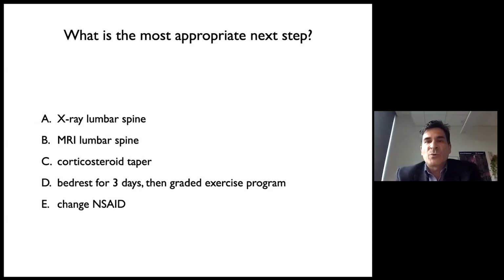What is the most appropriate next step? A, obtain an X-ray of the lumbar spine. B, order an MRI of the lumbar spine. C, prescribe a corticosteroid taper. D, prescribe bed rest for 3 days followed by a graded exercise program. Or E, change the NSAID. And the correct answer is E, change the NSAID.